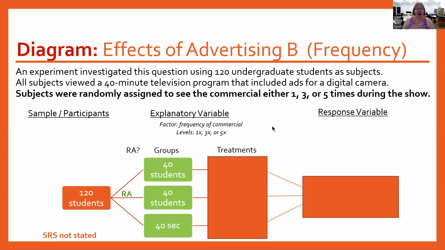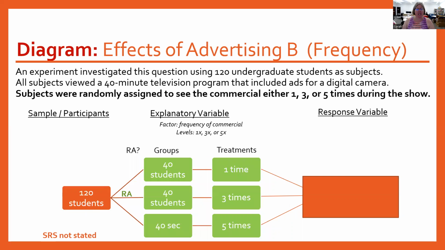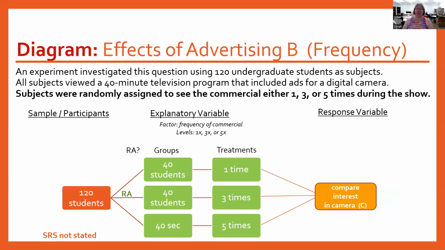You could certainly have unequal sized groups. That doesn't typically happen in a randomized comparative, but it certainly could happen. But all things being equal, we just split these guys up equally. And then our treatments here are going to be either the 1 time, 3 times, or 5 times for that commercial. And then our response variable is going to stay the same. We're going to compare that interest in the camera.